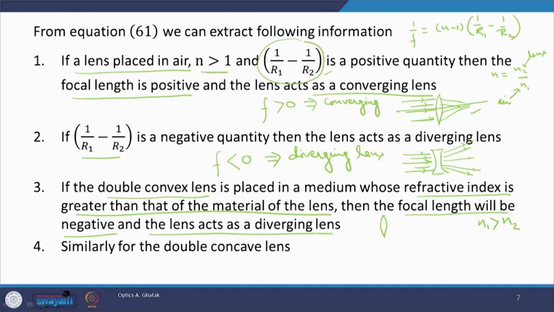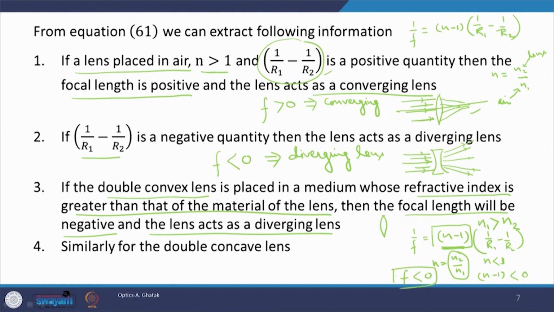Why? Because in this formula, on the right hand side we get this relation, and here the first term is n minus 1, where n is equal to n2 by n1. If n1 is larger than n2, then n would be less than 1, and if n is less than 1, then n minus 1 would be less than 0, and therefore f would be less than 0, f would be a negative quantity.